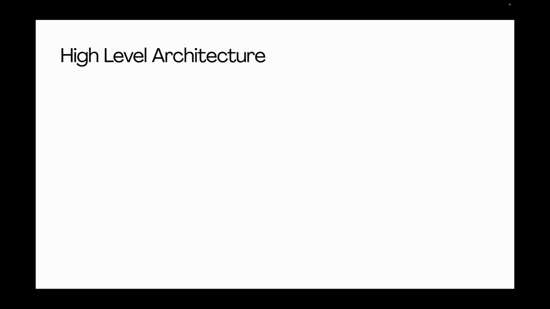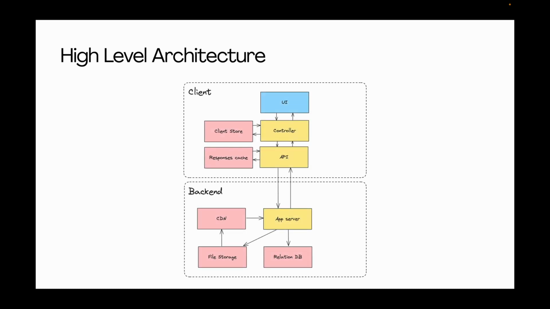Let's look at the schema, or high-level architecture of components. We start with a classic MVC structure. The model will be represented by two parts, client store and responses cache. It is important to distinguish these two types of stores.